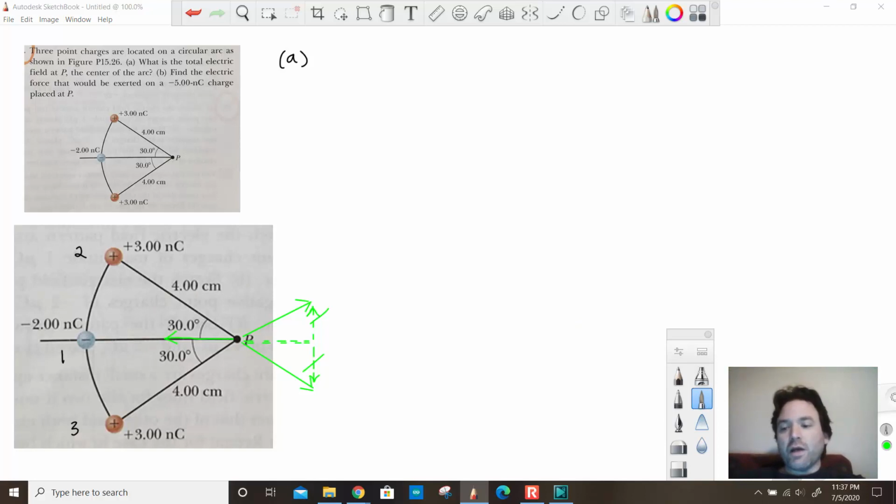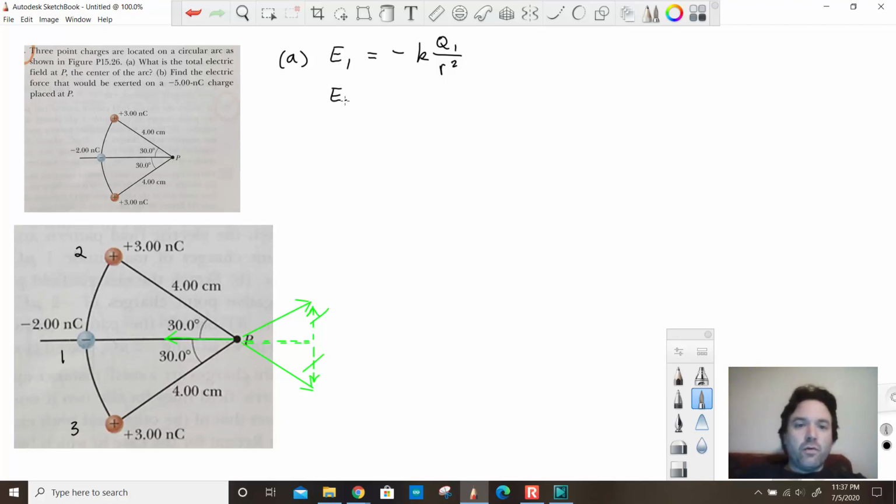We'll begin that by writing the electric field due to charge 1, the negative charge. We know that it's going to be in the left direction, and we also know that it'll be given by k times q1 over, it's always going to be 4 centimeters. Let's go ahead and solve this symbolically first, and then we can put in our numbers later. So we know that this will be the entirety of the electric field. There are no components to this one.